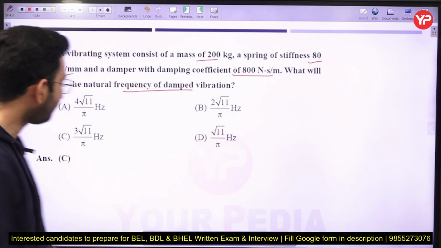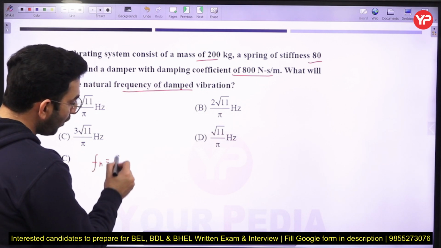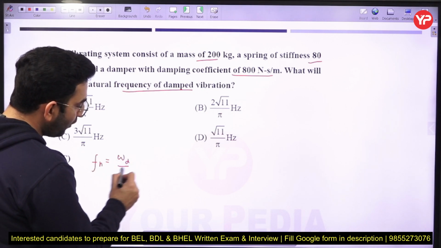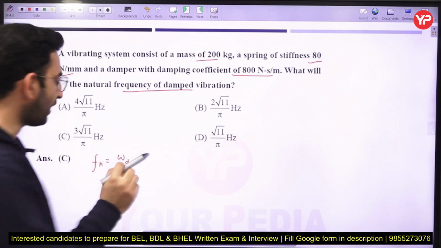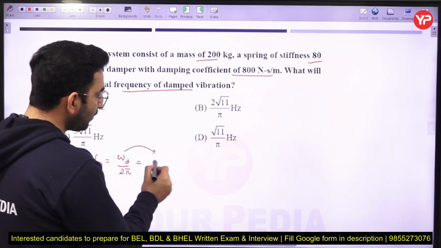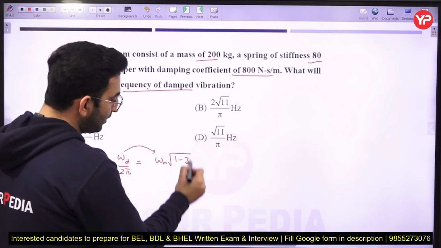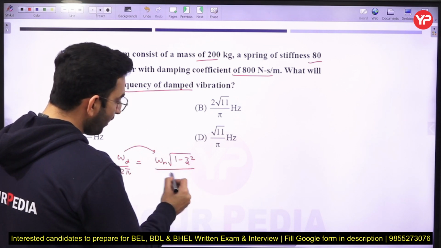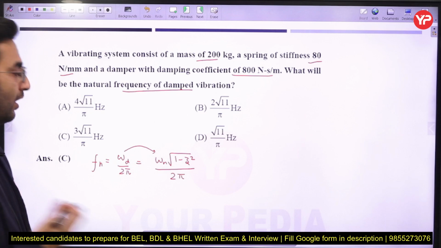So we can write the damped natural frequency will be equal to omega d upon 2 pi, where omega d is representing the damped natural frequency here. Just remember that. And here you can see omega d can be written as omega n times square root of 1 minus zeta square, divided by 2 pi here. That will be the formula of the damped natural frequency in hertz here.